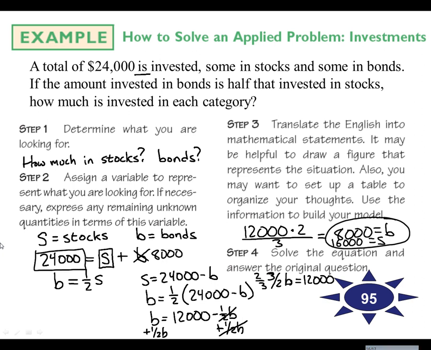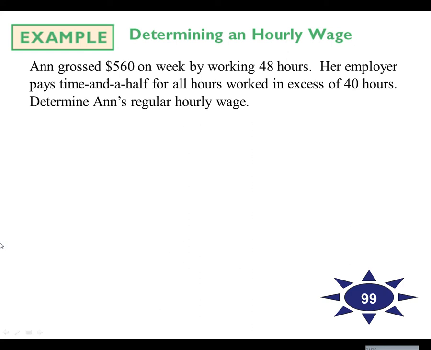All right, so that was one example. Your turn. Try problem 95. There we go, last one. Ann grossed $560 in a week. I'm assuming that's what they're trying to say there. By working 48 hours, her employer pays time and a half for all hours worked in excess of 40 hours. Let's find her hourly wage.